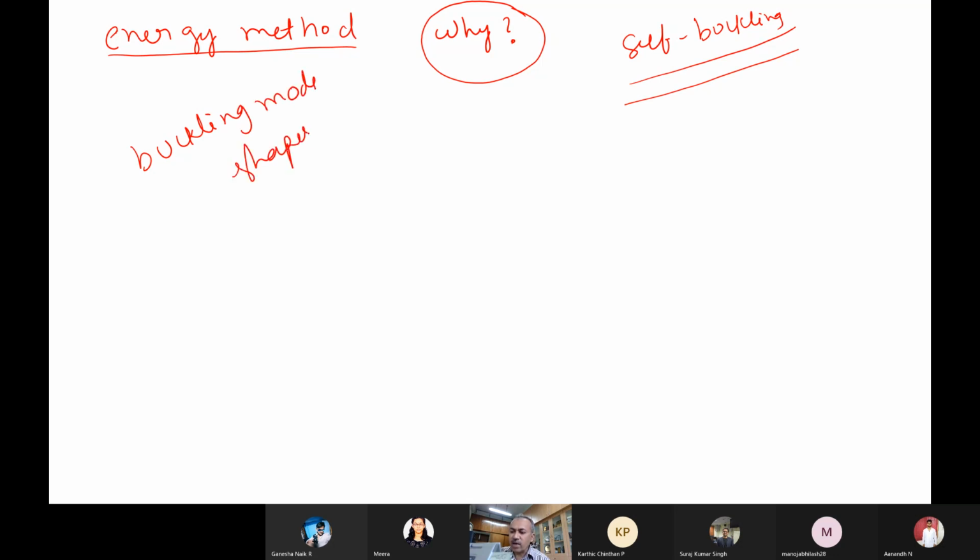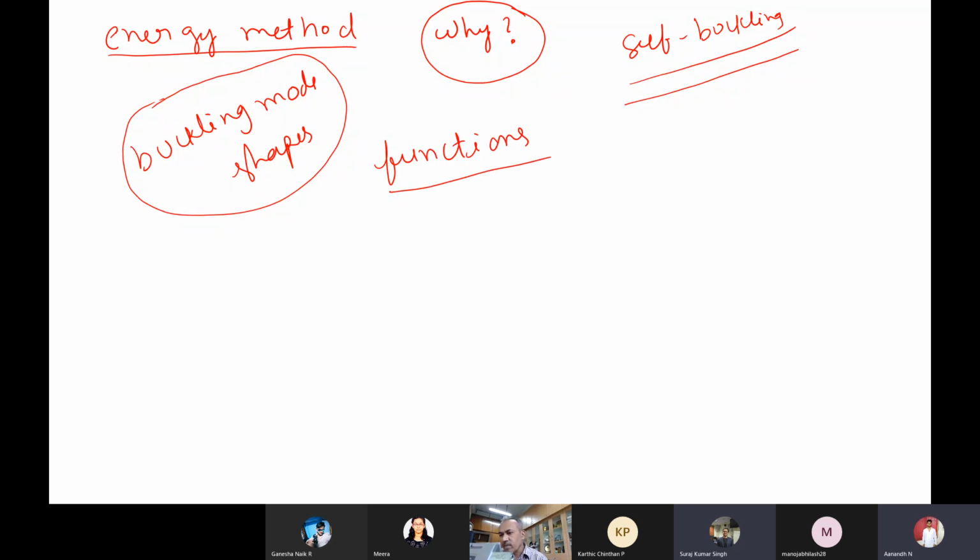What type of functions did you get for the buckling mode shapes when you did the self-buckling, the column buckling under its own weight? What is that characteristic equation? That contains what type of terms? Bessel. For the ordinary column, you will get sine KL is equal to 0 like that. But finally, you will go to Bessel functions, and that means roots of Bessel functions.